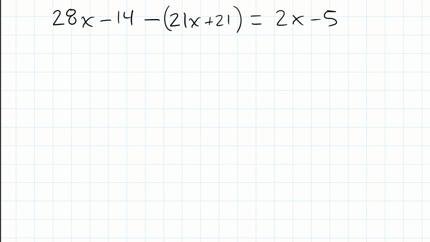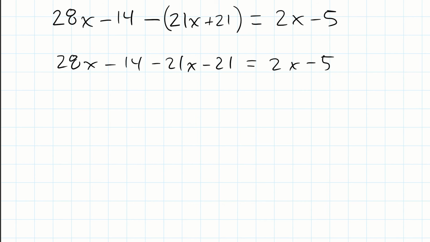I do want to rewrite it one more time without these parentheses. So this is going to be 28x minus 14 minus 21x minus 21 equals 2x minus 5. Over on the left hand side I've got the 28x minus 21x, which looks like just 7x. And then negative 14 and negative 21 looks like a negative 35. And then on the other side there's a 2x and a negative 5.